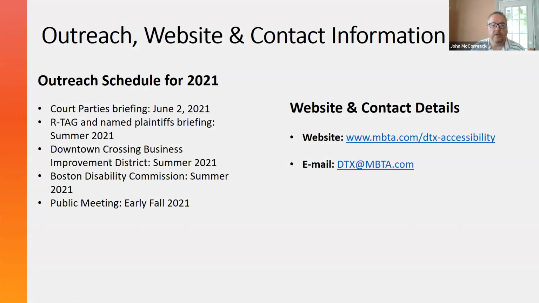Up on this screen, you can see our outreach schedule for 2021. Here, June 2nd, we're at this meeting. We have a meeting coming up sometime this summer with RTAG and the Downtown Crossing Business Improvement District, the BID, also this summer. We will also have a presentation for the Boston Disability Commission this summer, and we anticipate a public meeting in the early fall of 2021 this year.